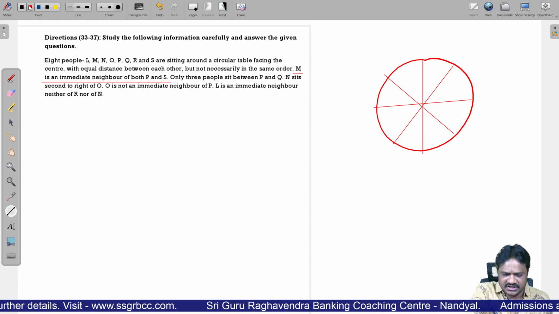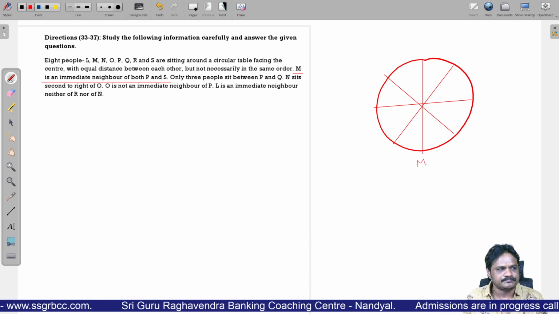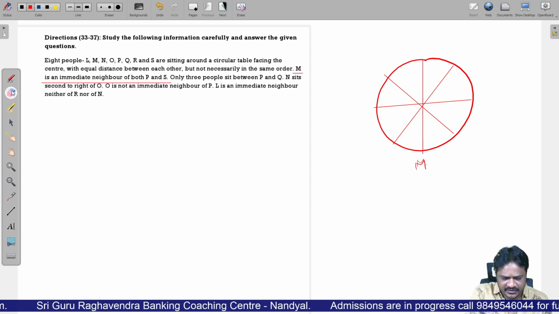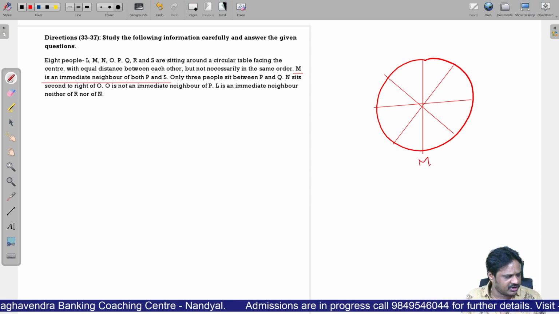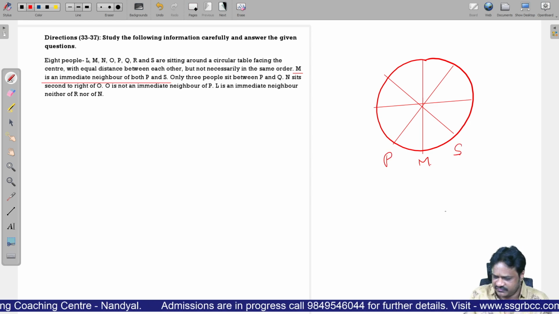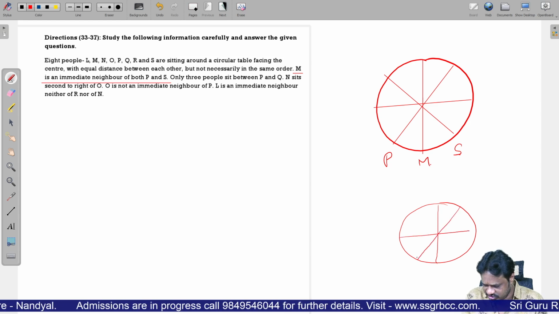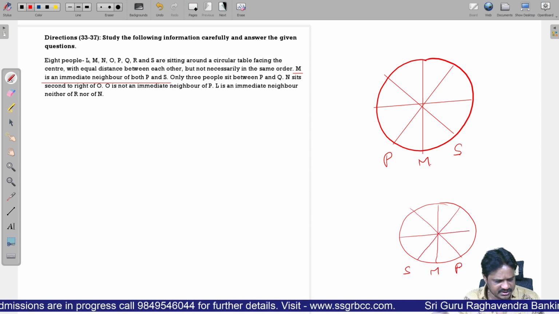So, I am writing M here. M is the neighbor of both P and S. Or else we can draw one more circle. I am drawing one more circle. Let us check that one also. M is the neighbor of P and S.